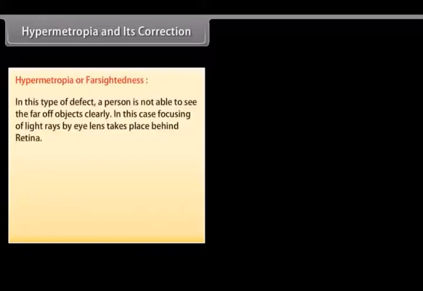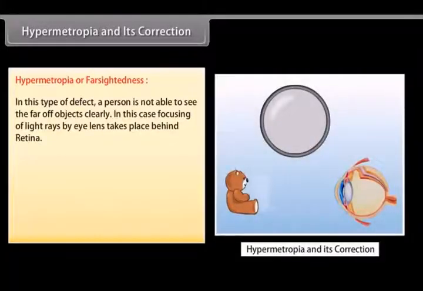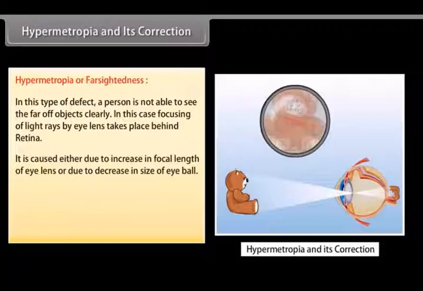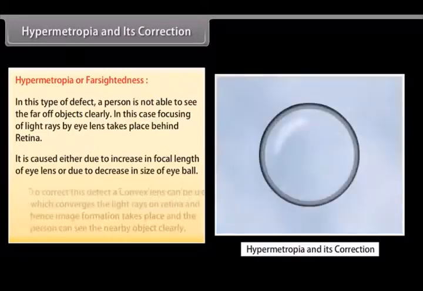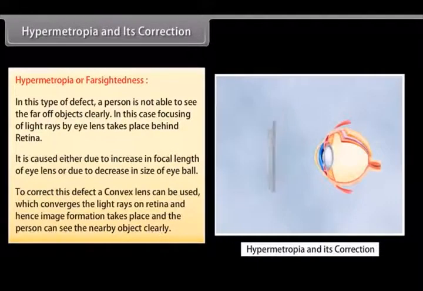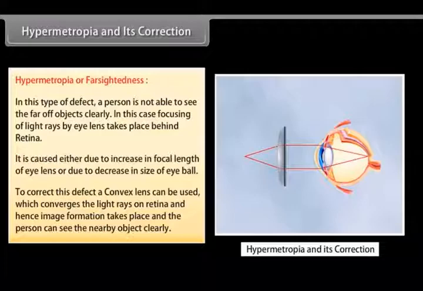Hypermetropia and its correction. In this type of defect, a person is not able to see nearby objects clearly. In this case, focusing of light rays by the eye lens takes place behind the retina. It is caused either due to an increase in focal length of the eye lens or due to a decrease in the size of the eyeball. To correct this defect, a convex lens can be used which converges the light rays on the retina, and hence image formation takes place and the person can see the nearby object clearly.